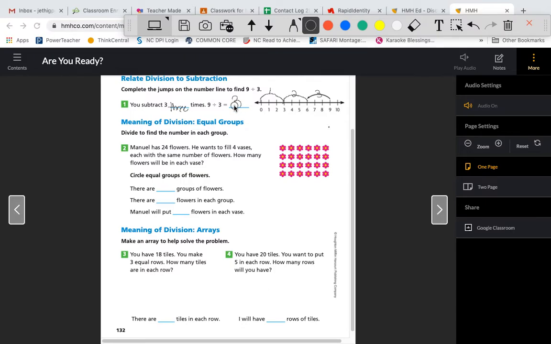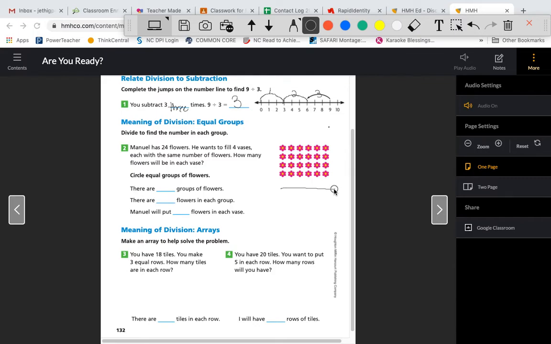All right, let's look at number 2. It says divide to find the number in each group. So remember this picture over here is called an array, and we're using that array to help us divide these up. Manuel has 24 flowers. He wants to fill 4 vases, each with the same number of flowers. How many flowers will be in each vase? Circle equal groups of flowers.